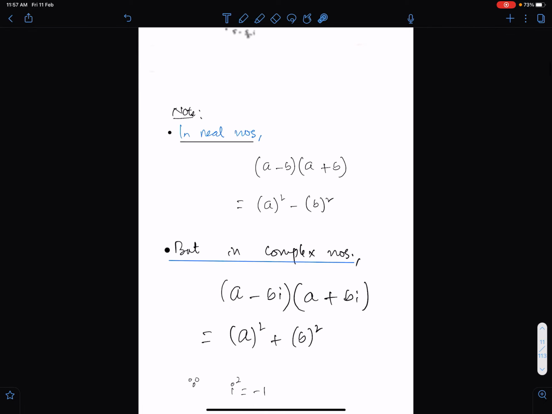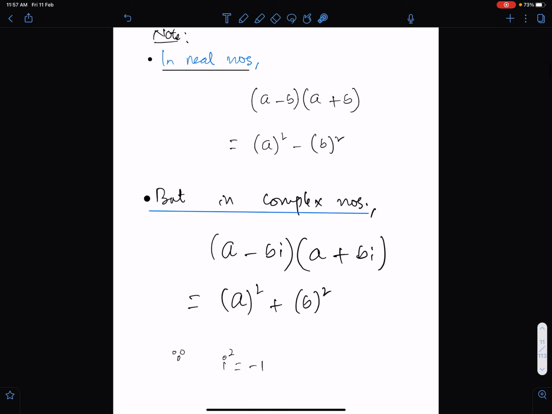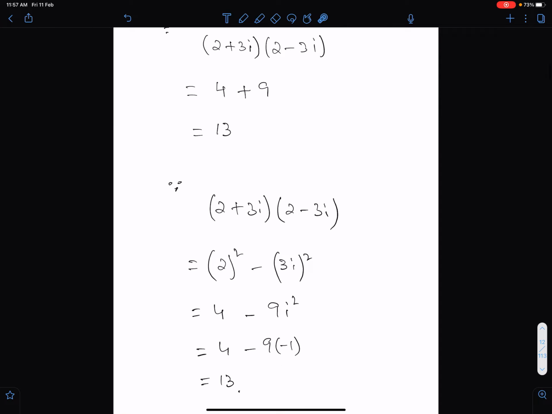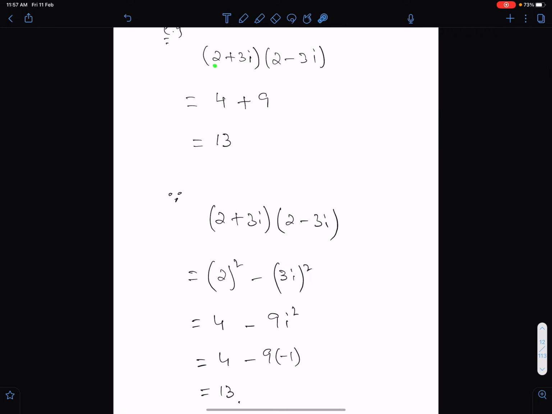Check this again. In real numbers, this result is a square minus b square. But in complex numbers, this result is a square plus b square. Because i square is minus 1. So you can directly write this as 4 and this as 9, 13. And here is the logic. 2 square and 3i square. 3i square will become 9i square and i square is minus 1, so 13.